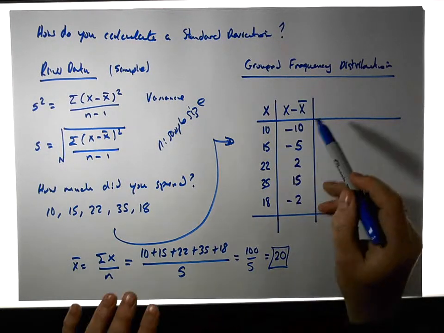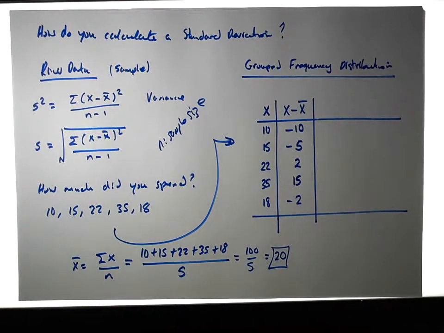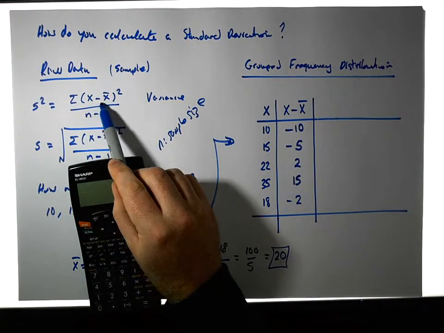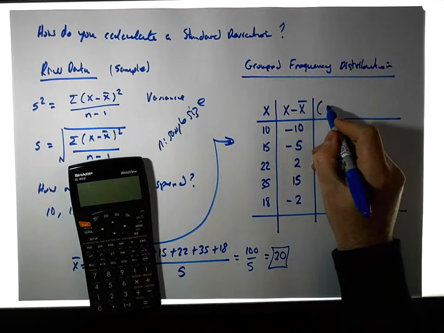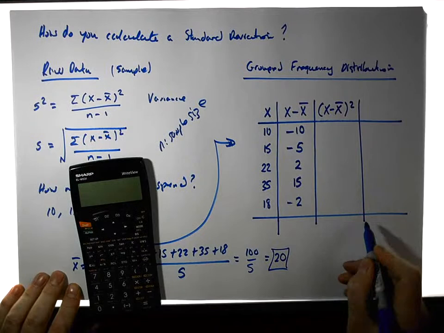So really these are the distances that each observation is away from the mean value, if that makes sense. What we need to do now is calculate the square of those distances, so we need to calculate x minus x bar squared. We need another column here called x minus x bar squared. This is just a process.